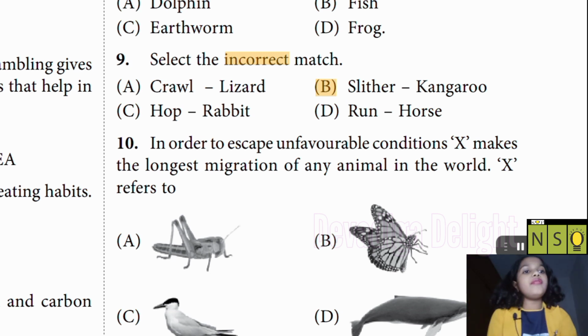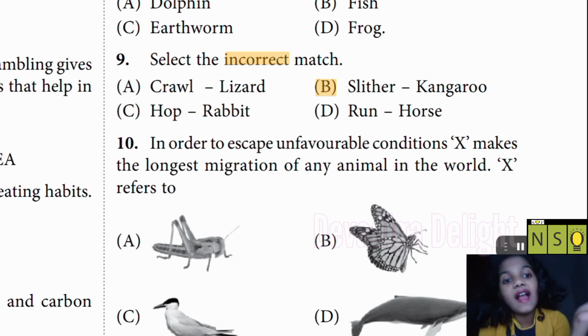In order to escape unfavorable conditions, X makes the longest migration of any animal. What does X refer to? Now let's see the options. Here are given a locust, a monarch butterfly, the Arctic tern, and a humpback whale. We know a locust is not known for the longest but the most destructive, not the longest. Next, the monarch butterfly goes from Canada to Mexico. And D is a humpback whale, which goes from Antarctic to its normal breeding ground, which is Australia.